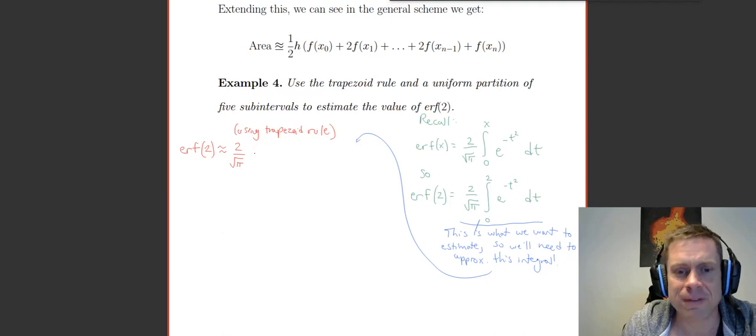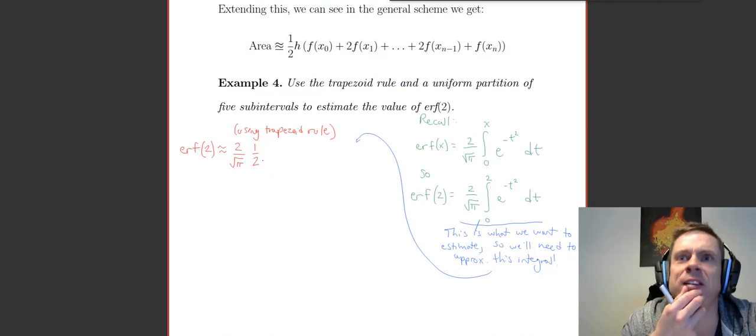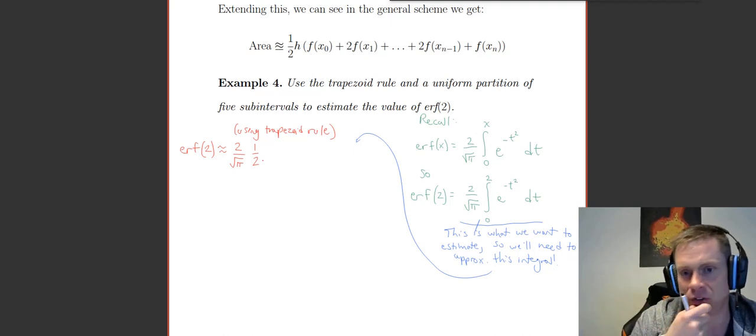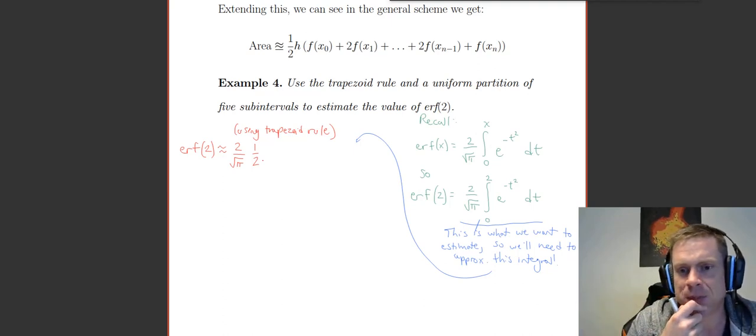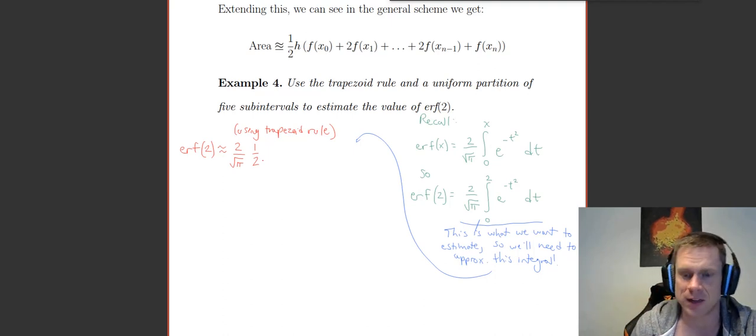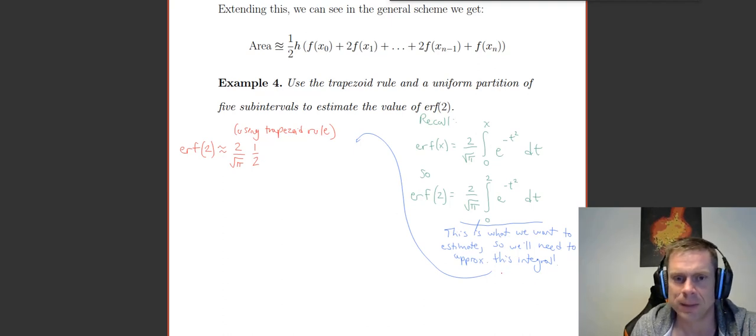Okay, so we want to have 1/2 h. Well, what is h? Well, let's see. We have 5 subintervals, and I need to approximate an integral from 0 to 2. So if you think about that, that means I'm subdividing a domain of length 2 into 5. I get 0.4 if I work that out carefully. So maybe I'll write that down in the bottom right, actually.